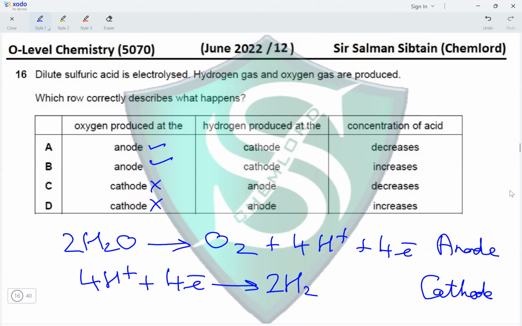options A and B have been selected. Hydrogen is produced at the cathode. Both options have cathode here. So we'll move on to the third column. Concentration of acid: decrease or increase? Okay, so we had dilute sulfuric acid, and the part of this solution that reacted was water. So if we remove water, the concentration of acid increases, not decreases. So this makes option B the correct option for this question.